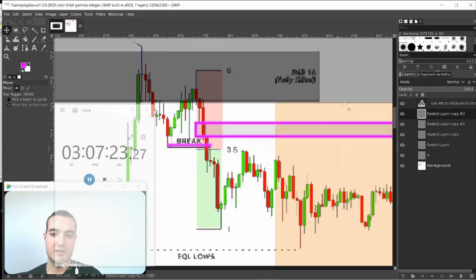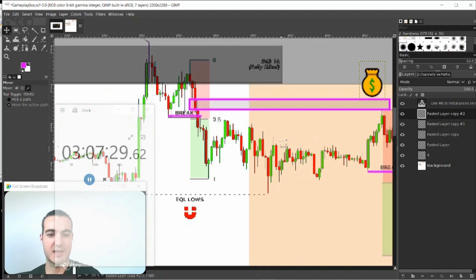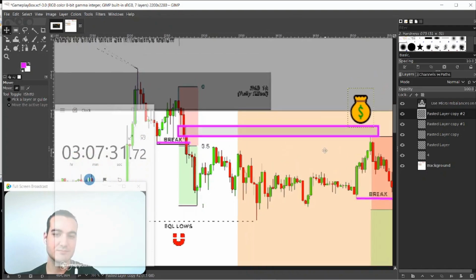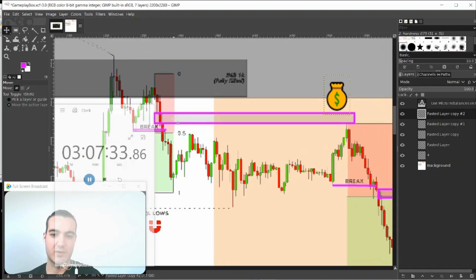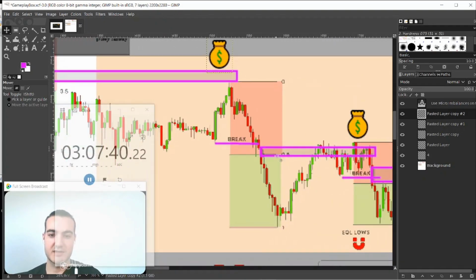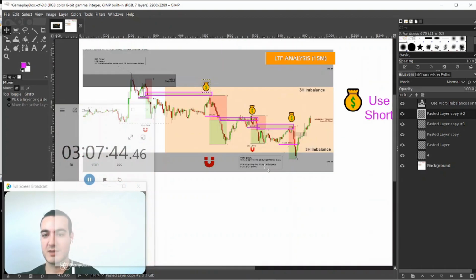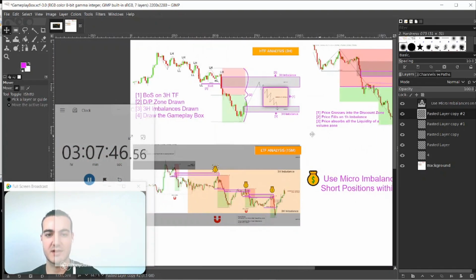And along the way, we have our 15-minute patterns playing out with their own imbalances, premium and discount zones, breaks. Yeah, it's pretty cool. I don't think there's much else I need to do to that.